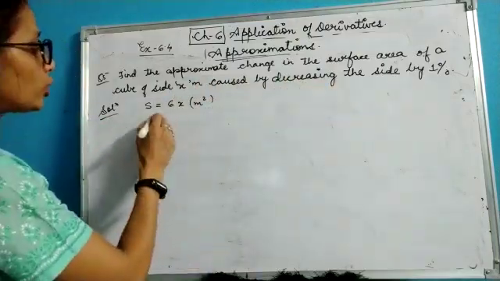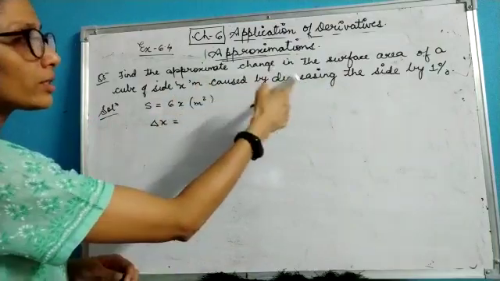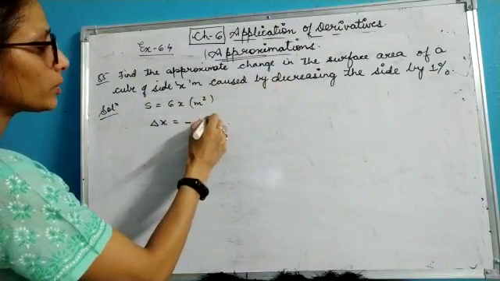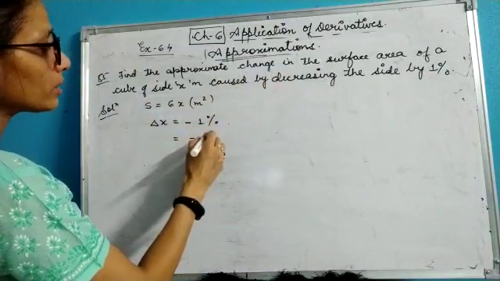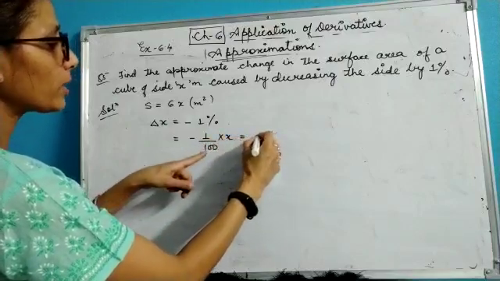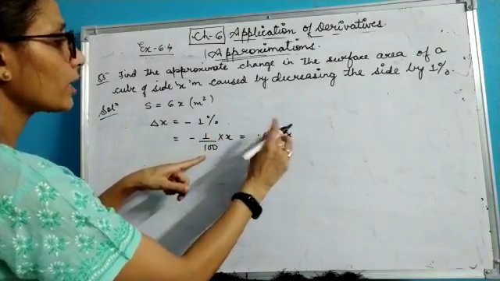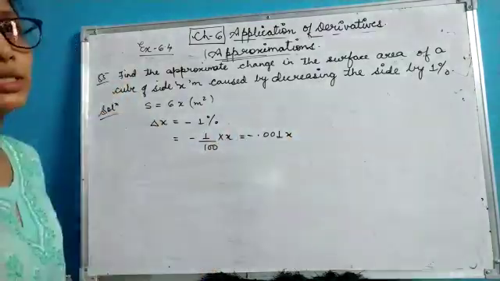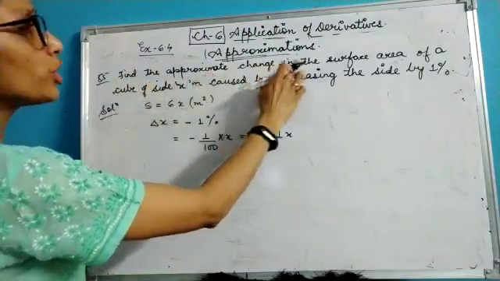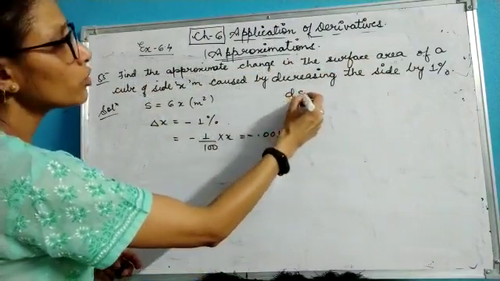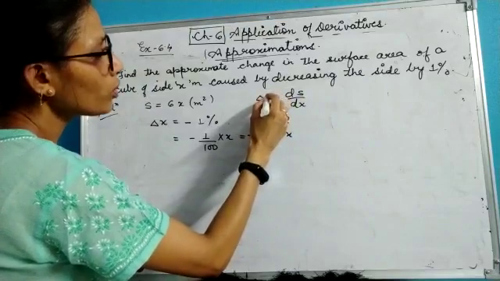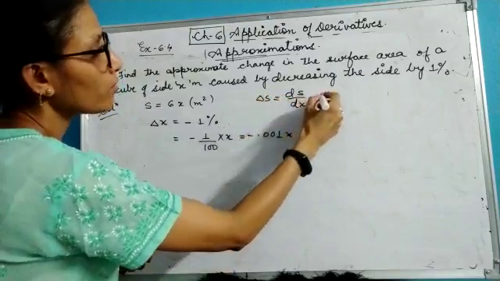That means the change in side is, since it is decreasing, that's why I am putting a minus sign. The change is decreasing by 1%. 1% means minus 1 by 100 of x. That means it is changing by 0.01x, and since it is decreasing, that's why we have written it as minus. Now children, you are asked to find the approximate change in the surface area. That means you need to calculate the small change in your surface area.